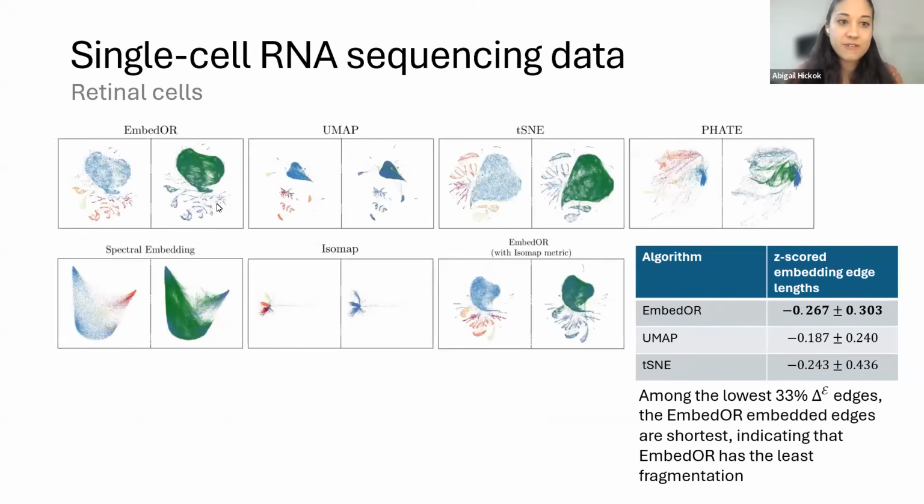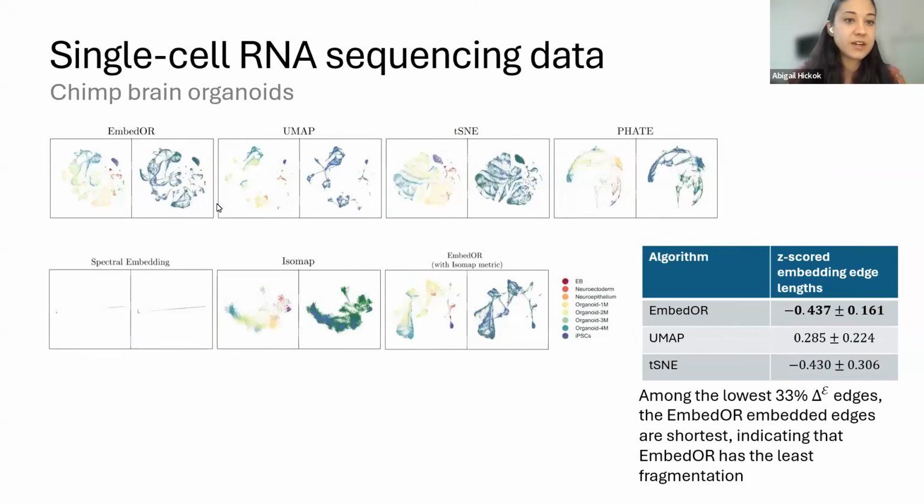Okay, I have a couple more sort of standard single cell RNA sequencing data sets where the takeaway is more or less the same. So here we're looking at retinal cells. And again, we see less fragmentation in the embedding as indicated when we look at the embedding edge lengths of points that should be nearby. Also same thing here when we look at this, another single cell RNA sequencing data set of chimp brain organoids. All the stochastic neighbor embedding algorithms up here do a pretty good job of separating out clusters, but EmbedOR generally does a better job at reducing fragmentation.